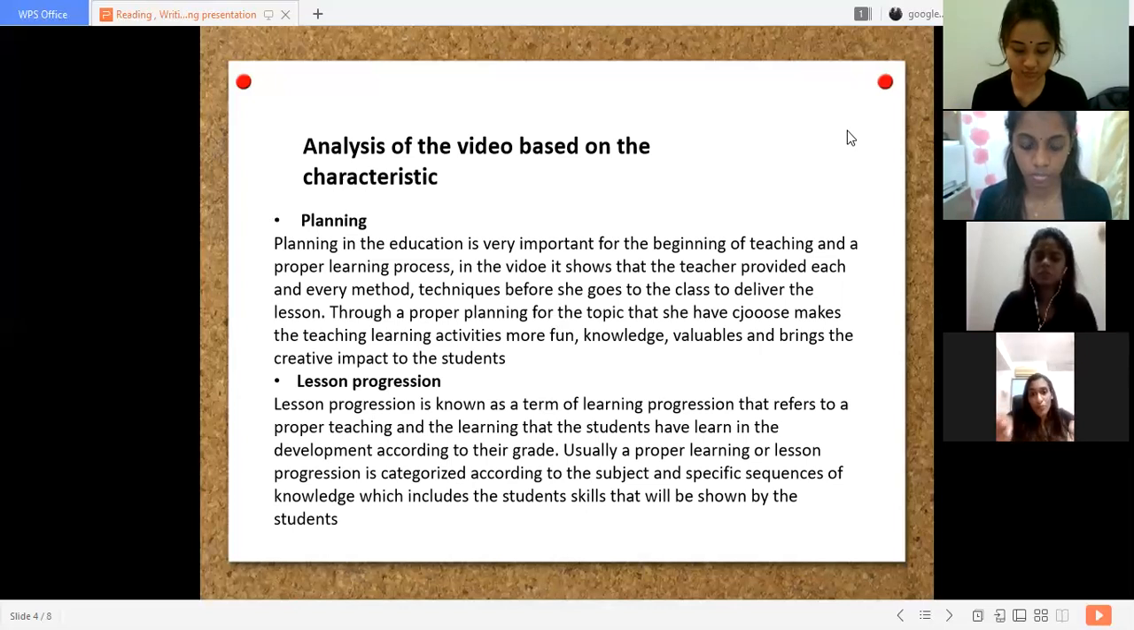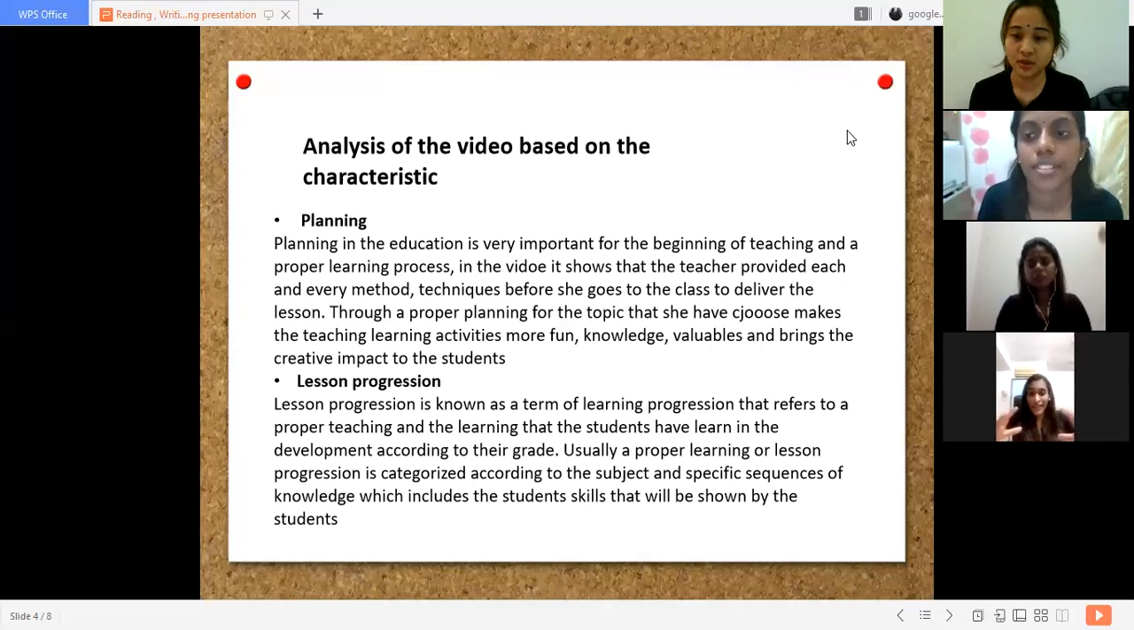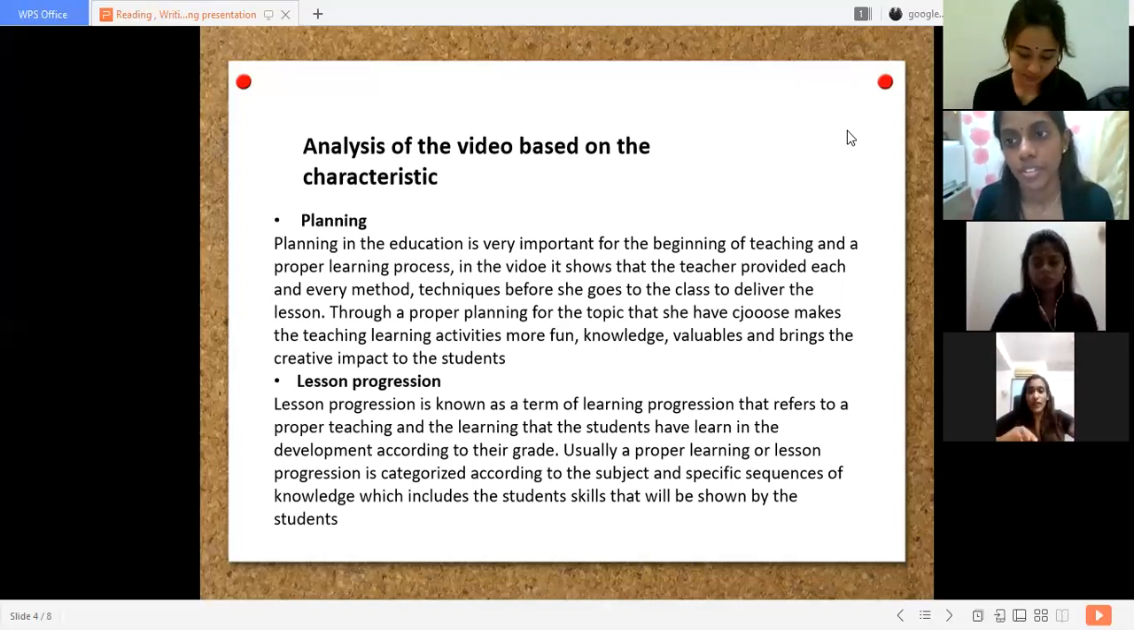That refers to proper teaching and learning that the students have to learn in their development according to their grade. Usually a proper lesson progression is categorized according to the subject and a specific sequence of knowledge, which includes the student's skill that will be shown by the students. So the teacher took the lesson plan and also took it through a lesson progression where the students can learn and bring out their talent and skills through a proper activity that follows the curriculum as well. So I will pass it to my next member to explain.